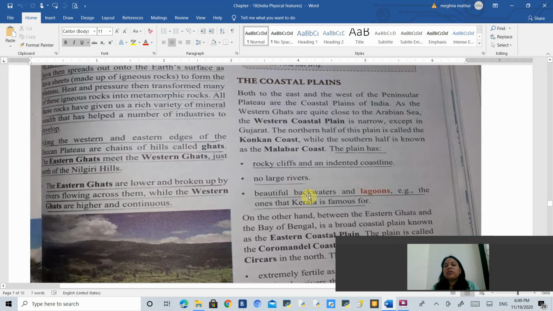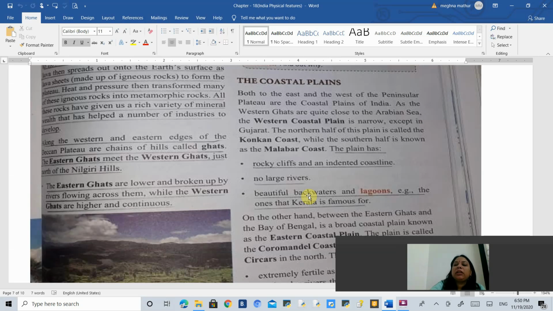So, in the last videos, we have covered the four important physical features of India. We have covered the northern mountains, the northern plains, the Thar desert, or you can say the Great Indian Desert, and we have also covered the Ghats. We have also covered the peninsular plateau. So only two physical features of India are left. The first one is the coastal plains, and another one is the islands.